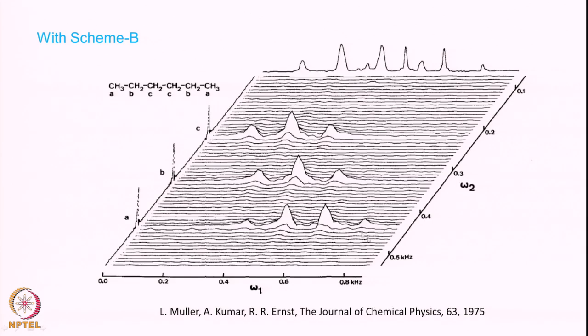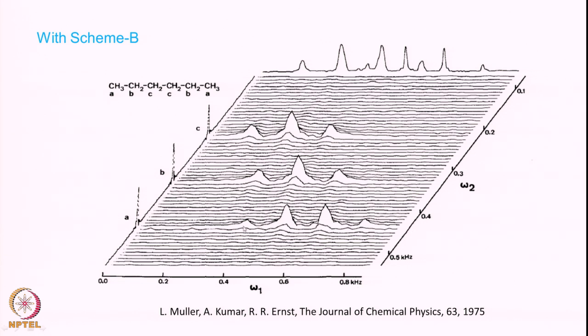So, here is an example which corresponds to the situation in the second pulse sequence which I showed you, and this was actually the first 2 dimensional spectrum recorded. Among all the 2D experiments, this was the first experiment that was recorded, way back in 1975. So, here the F1 axis has the chemical shift and the coupling information. This is the F2 axis which has only the chemical shift information. That means we have applied a proton decoupler along the F2 dimension.